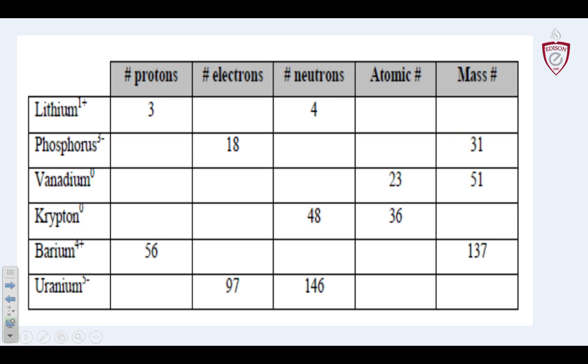Then I found the mass by taking my neutrons and adding them to my protons. So 146 plus 92 equals 238. And there you have it.